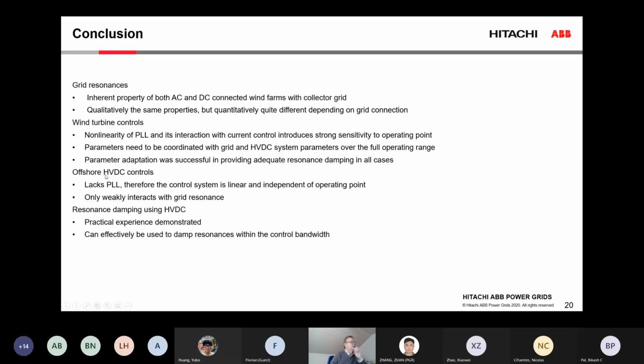On the other hand, if we look at this offshore HVDC control we are still using, we have a very simple control scheme. There is no PLL. We don't have this problem of nonlinearity, so we interact very weakly with these grid resonances. And you can also use the HVDC quite effectively to damp these resonances.